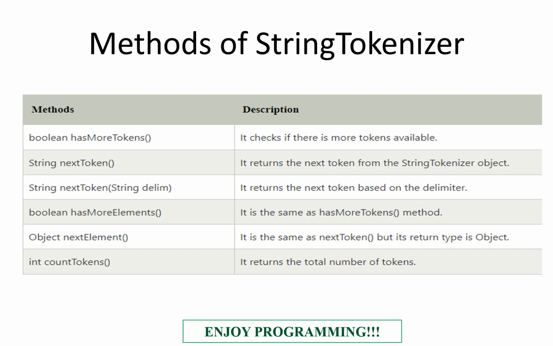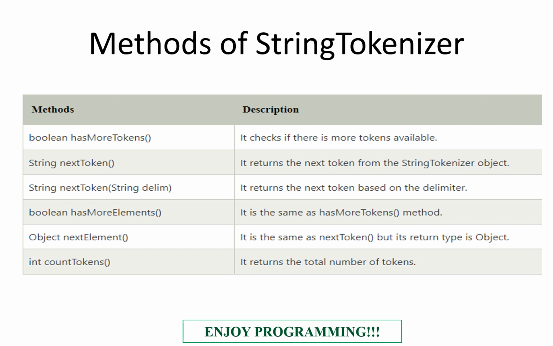Next method, nextElement. This nextElement is very similar to your nextToken, which will return the next token as an object. In the previous case, the next token is returned as a String, whereas in nextElement, the next token is returned as an Object. So here the return type is Object. This nextElement also implements the Enumeration interface. So if there are no more tokens, NoSuchElementException will be thrown.